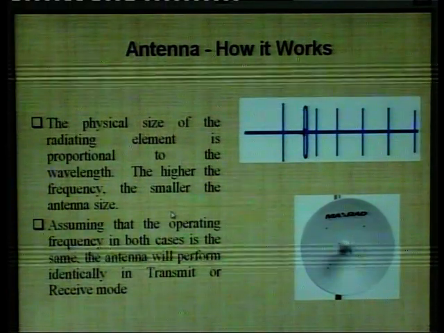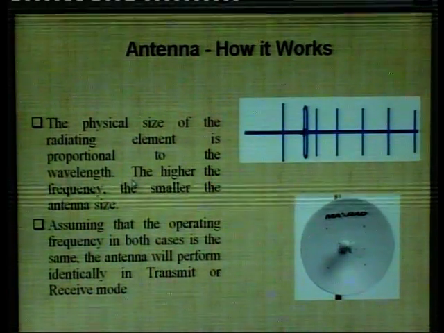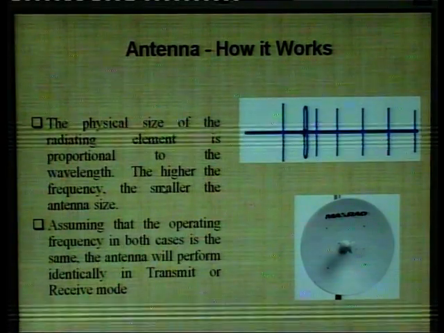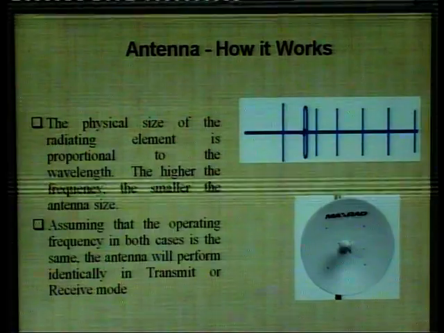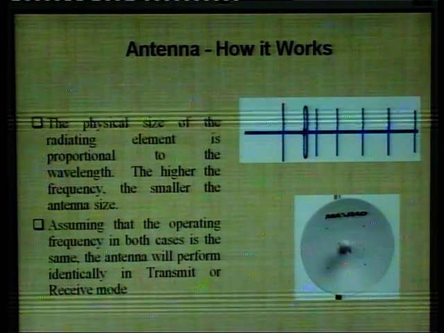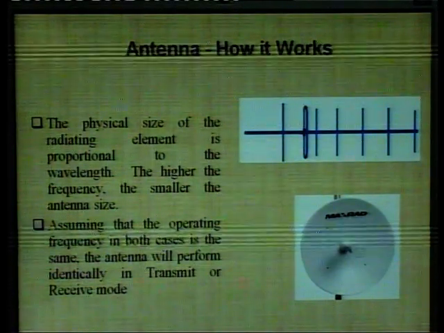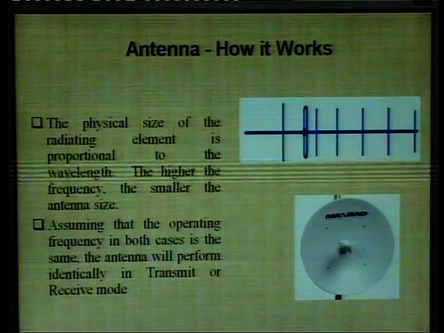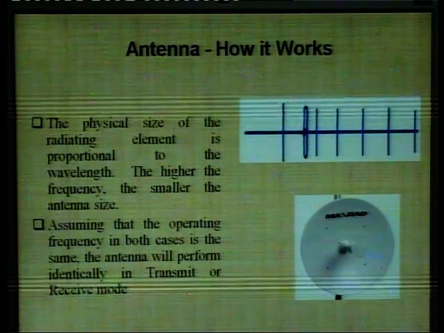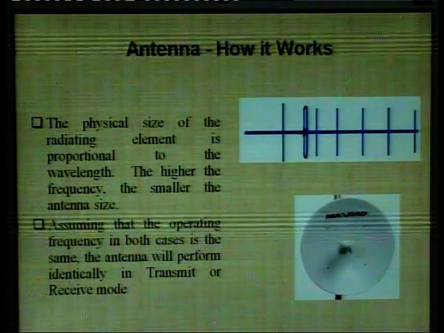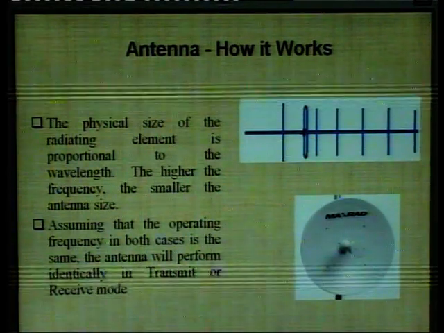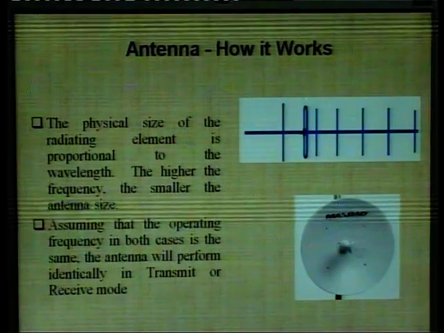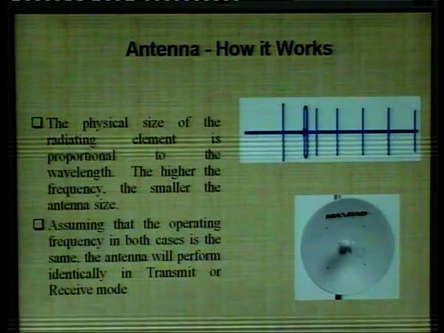The physical size of the radiating element is proportional to the wavelength. Higher the frequency, smaller will be the wavelength and smaller will be the antenna size. Assuming that the operating frequency in both cases is the same, that is, in case of transmitter as well as receiver, the same type of antenna can be used as a transmitter as well as receiver. This is known as antenna reciprocity.